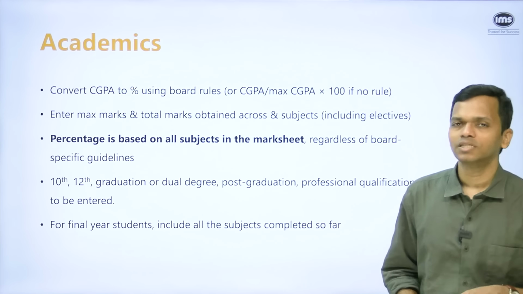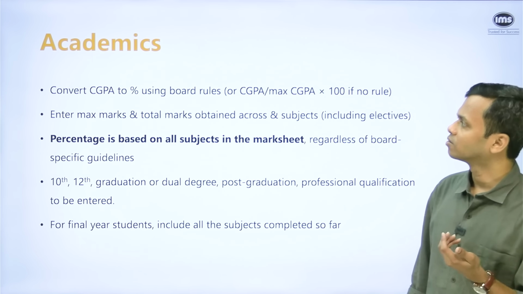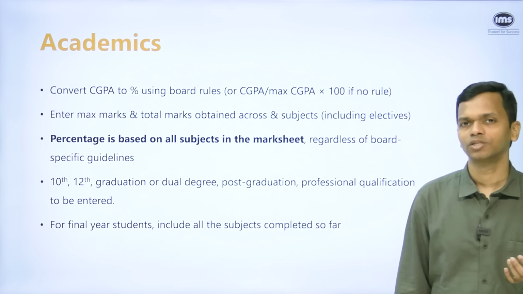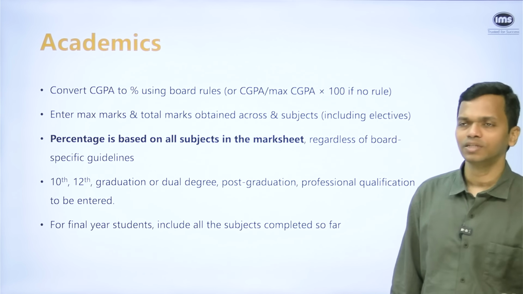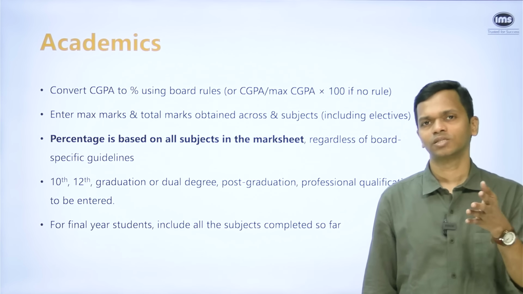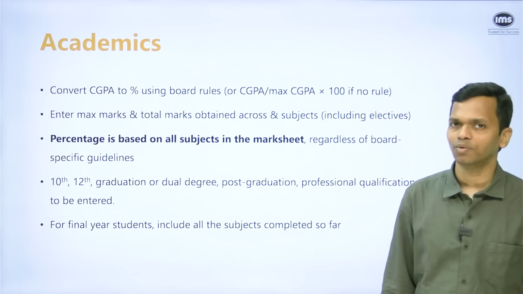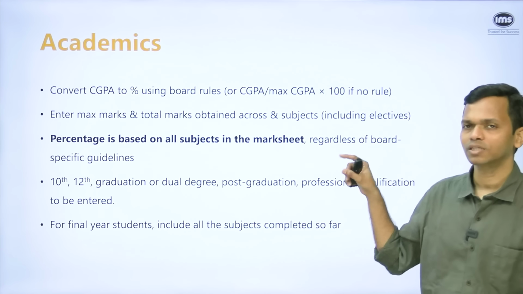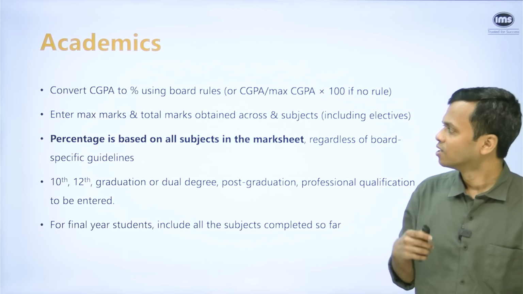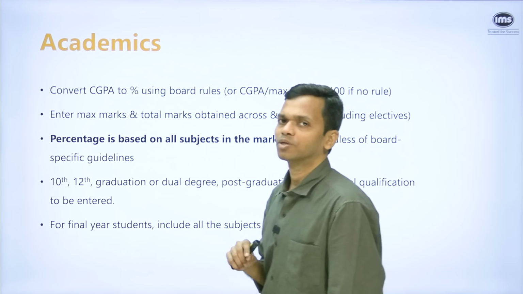Now regarding academics, very crucial, as I mentioned, the conversion is very, very important. You have to convert CGPA to percentage using the board or the university norms that are applicable to you. If you don't have anything, then as I said, you can take the CGPA obtained by maximum, convert it into 100 and then calculate percentages. So if you enter max marks, total marks obtained across subjects, all of those things will be required. Percentage, very important, is going to be on all the subjects which appear on the mark sheet.